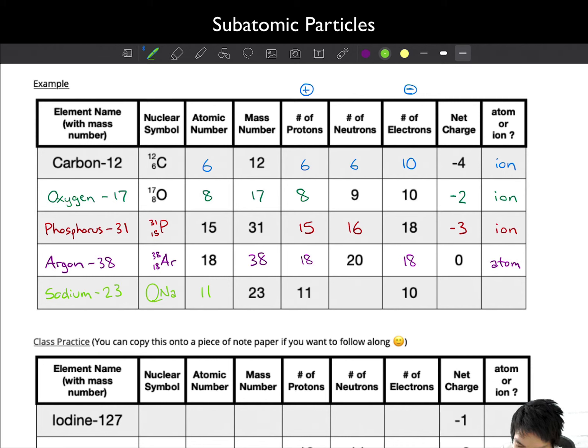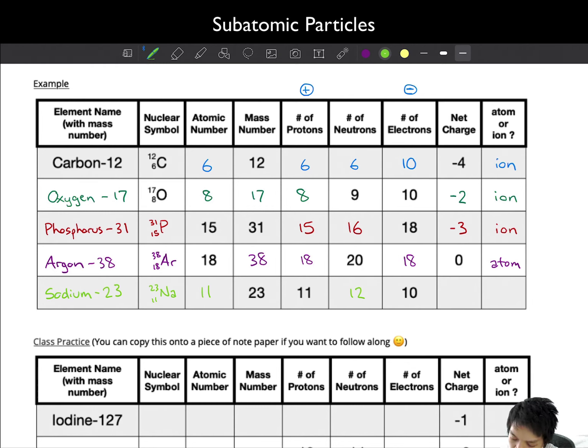On the nuclear symbol, I can write down on the bottom the atomic number and on the top the mass number, right? So on the bottom we're going to get 11, on the top we're going to get 23. Excellent. We are missing the number of neutrons, but hopefully you know that protons plus neutrons will give us mass number. So 11 plus something is equal to 23. What must that be? It has to be 12, right? 11 plus 12 equals 23.